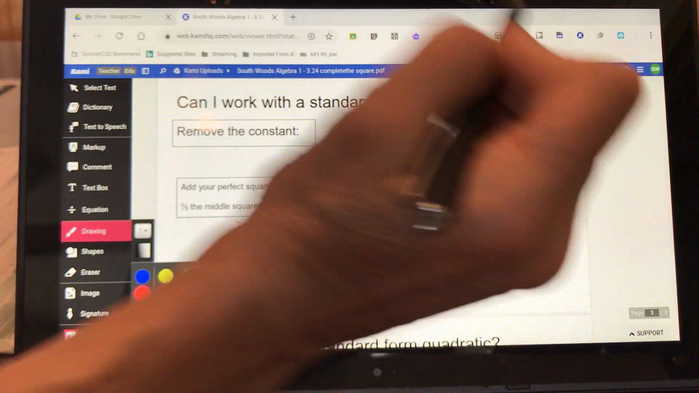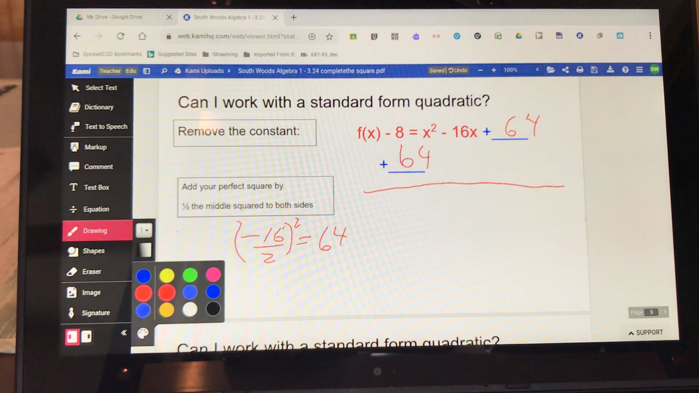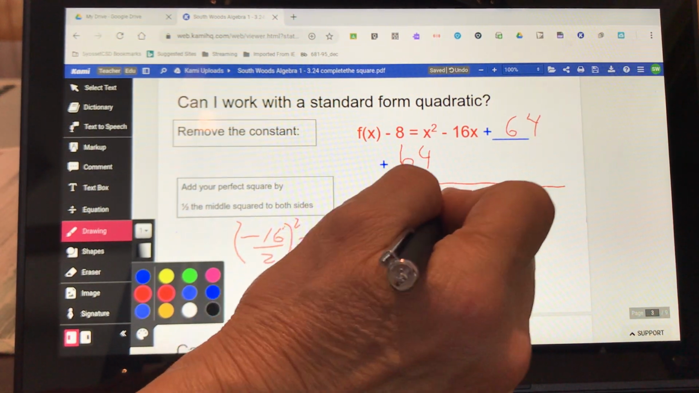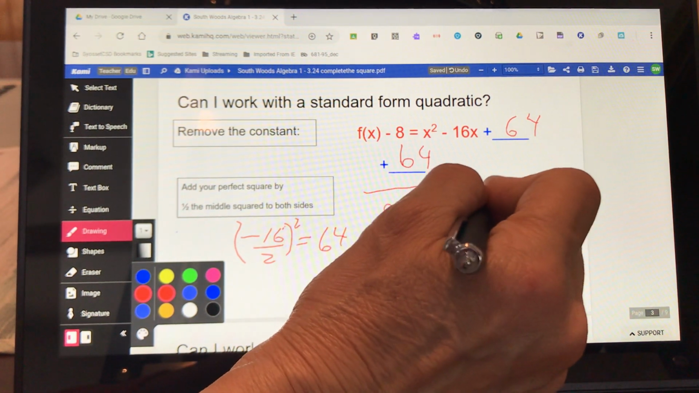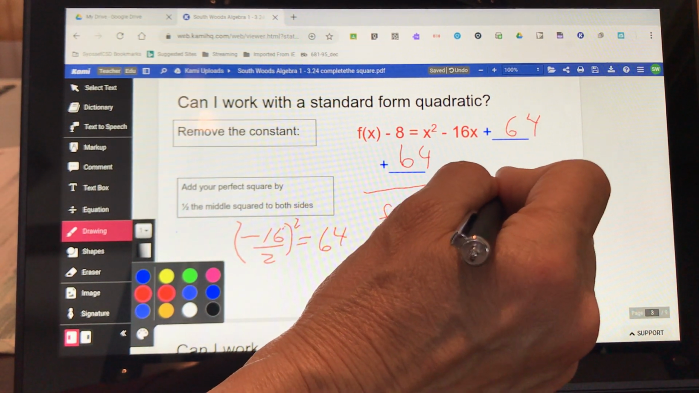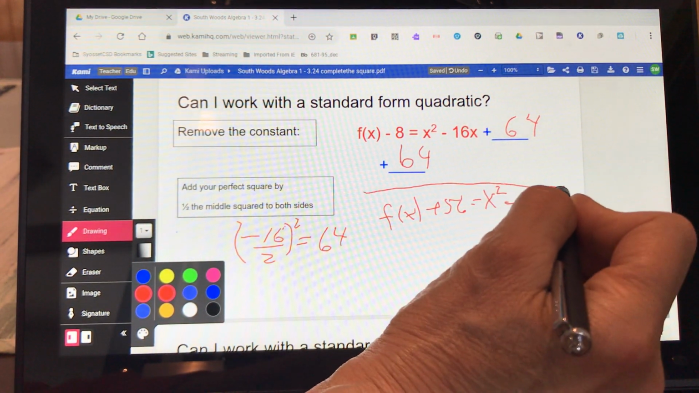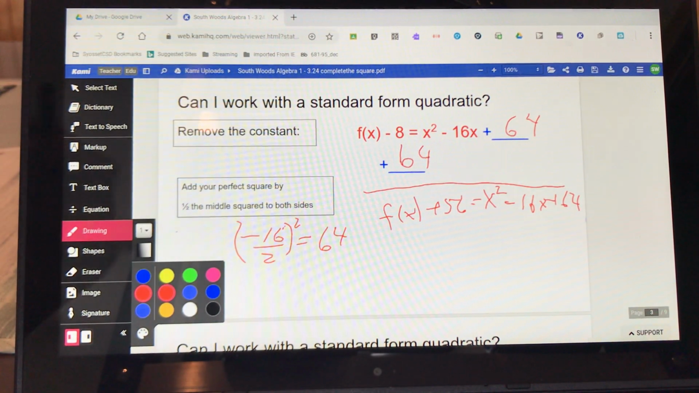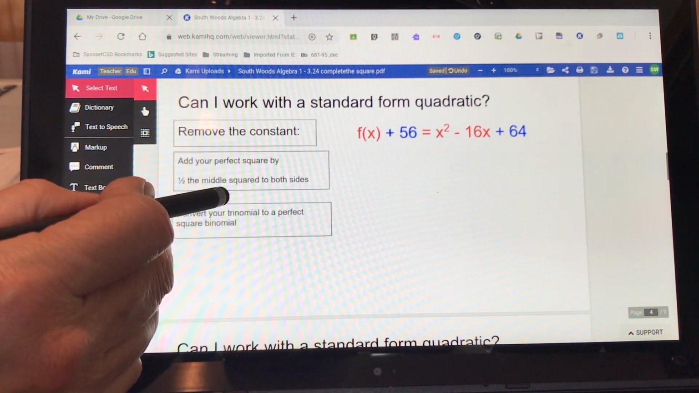Again, the addition property of equality comes in handy with algebra. We can add the 64 to the negative 8 we already have on the left side, and that'll give us f of x plus 56 equals the perfect square trinomial we just invented, x squared minus 16x plus 64. Here it is all typed out for you.